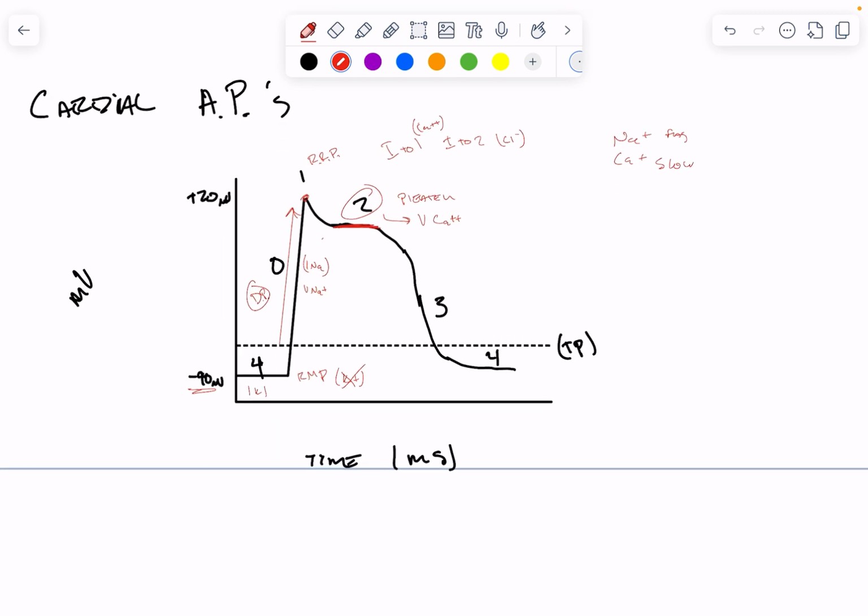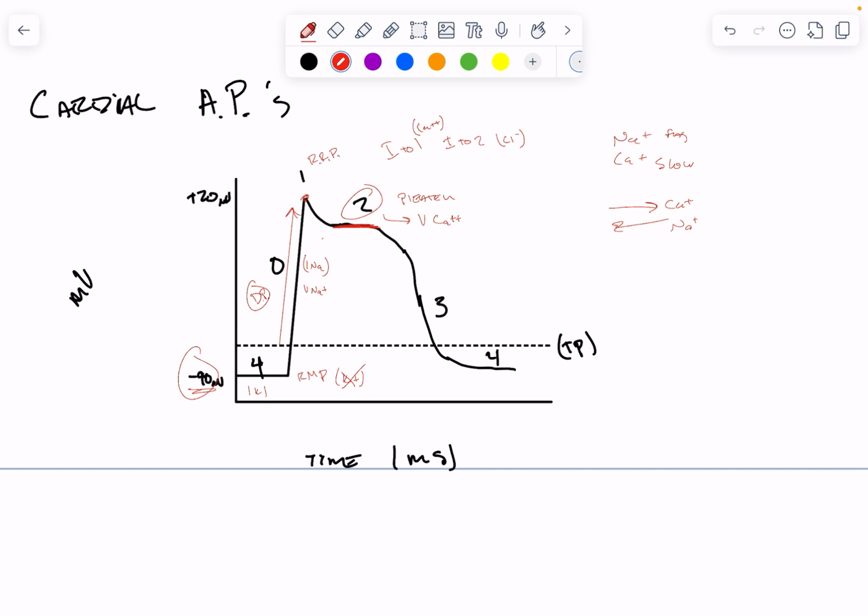But essentially, because there is this exchange going into the cell and out of the cell between calcium and sodium, that is what causes this plateau phase. So it's really hard for the cell to just decrease in polarization to get down to negative 90 millivolts, because there's this exchange of calcium and sodium taking place.